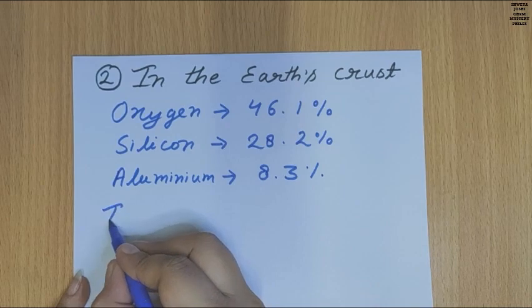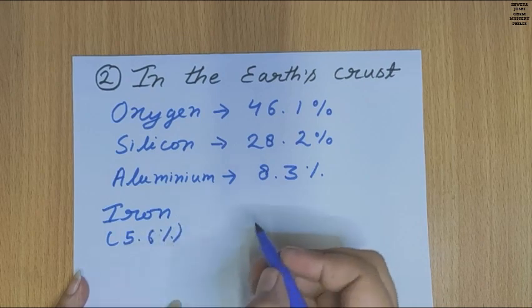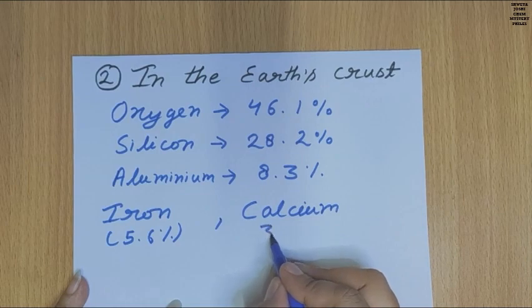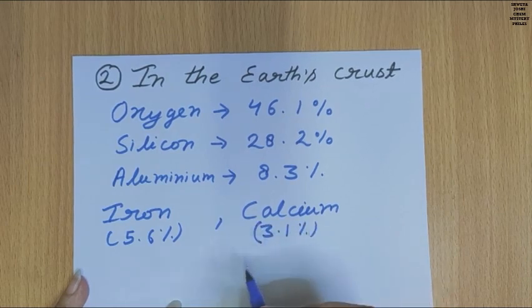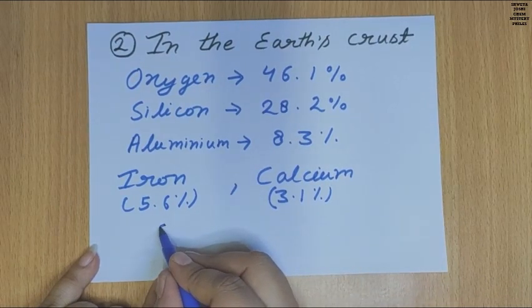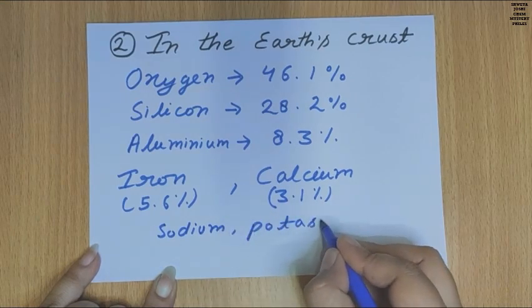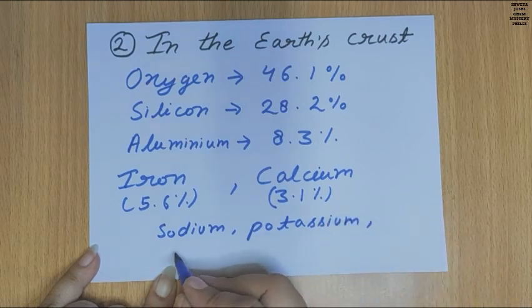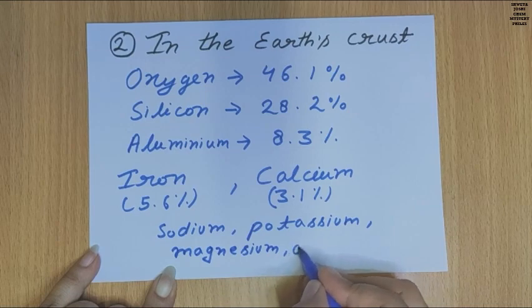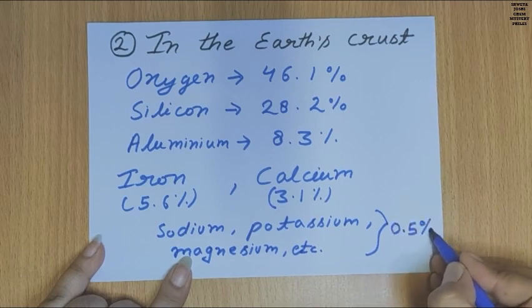Other elements are iron, calcium, sodium, potassium, magnesium, etc. They cover around 0.5% in the Earth's crust.